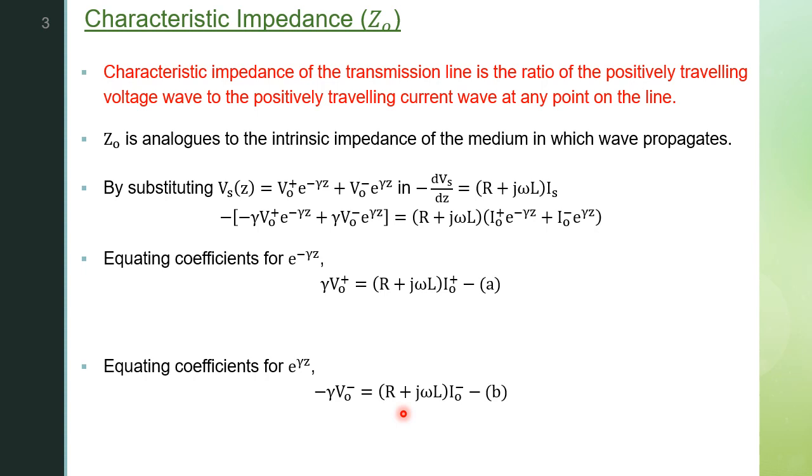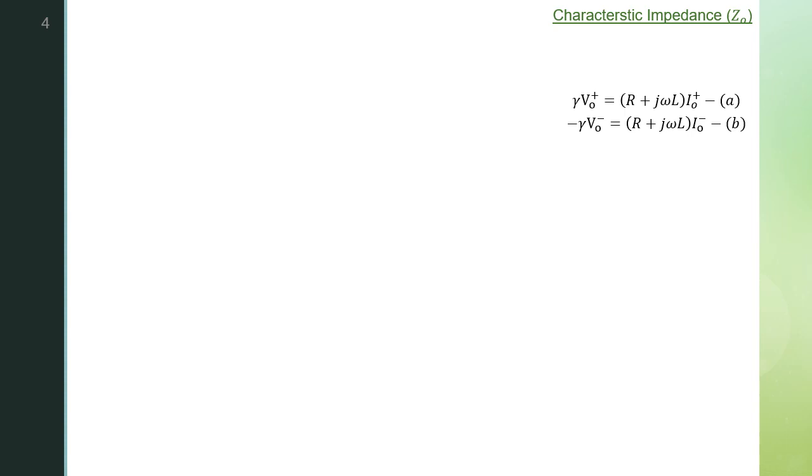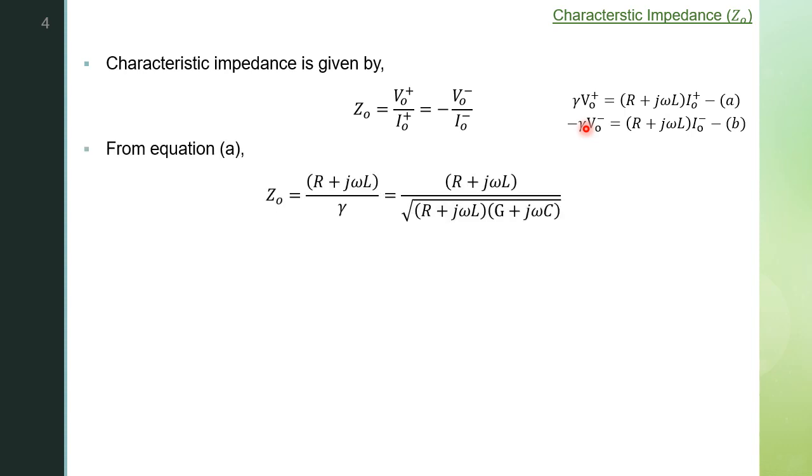From these two equations, from equation A, if I take V0+ by I0+, it is (R + jωL)/γ. Similarly, when you take it from this equation, -V0- by I0- is again (R + jωL)/γ. This (R + jωL)/γ is what is called the characteristic impedance. So characteristic impedance is given by the ratio V0+/I0+, or it is given by the ratio -V0-/I0-. So from this expression, we get the value of characteristic impedance as (R + jωL)/γ.